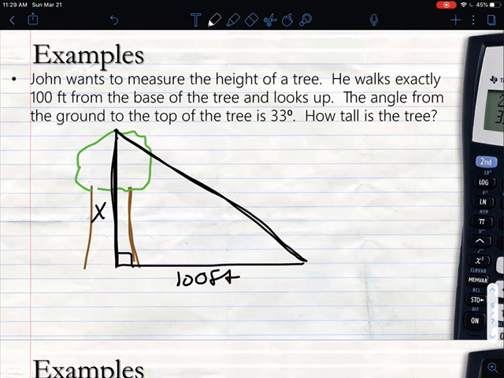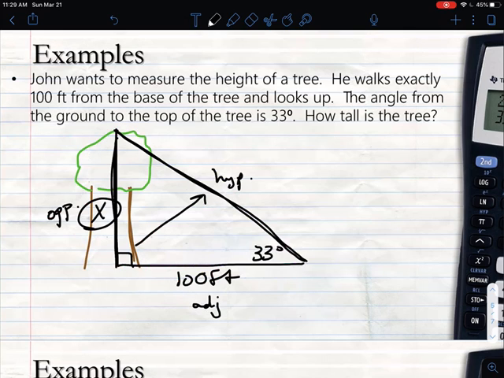And then we look at the angle of elevation. So looking up at the tree forms a 33-degree angle. And so the very first thing we've got going on here is we're trying to figure out what x is over here, the height of the tree. And so we've got our right triangle where the hypotenuse, again, is unlabeled. We have the opposite leg, which is x. We have the adjacent leg, which is 100.